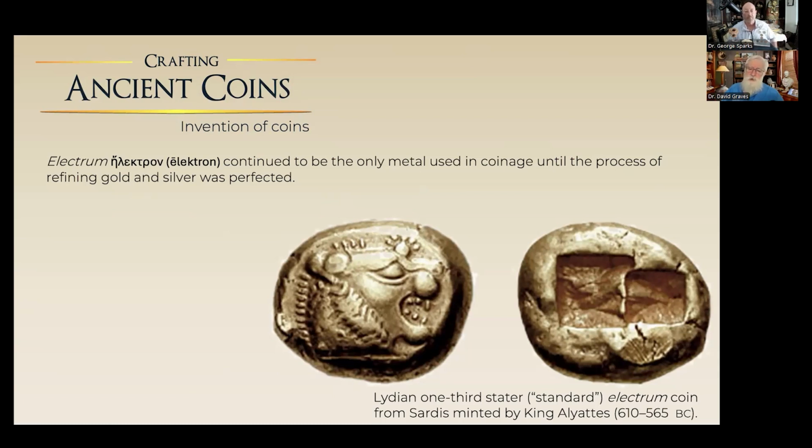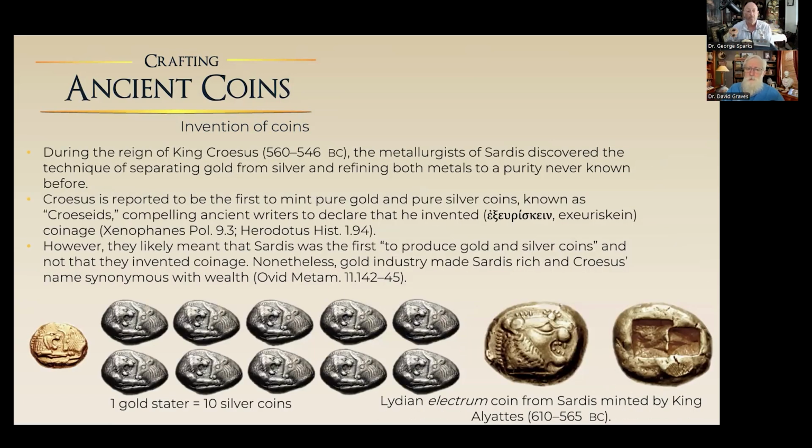Now we know Sardis is mentioned in the book of Revelation. It's one of the 7 churches. But back in the 7th century BC, the king started to mint these coins called electrum. Here's one of them right here. And during the reign of King Croesus, 560 to 546 BC, the metallurgists of Sardis discovered the technique of separating the silver and the gold. They began to refine the metals to purify them even purer than the previous electrum. They made it nice and bright.